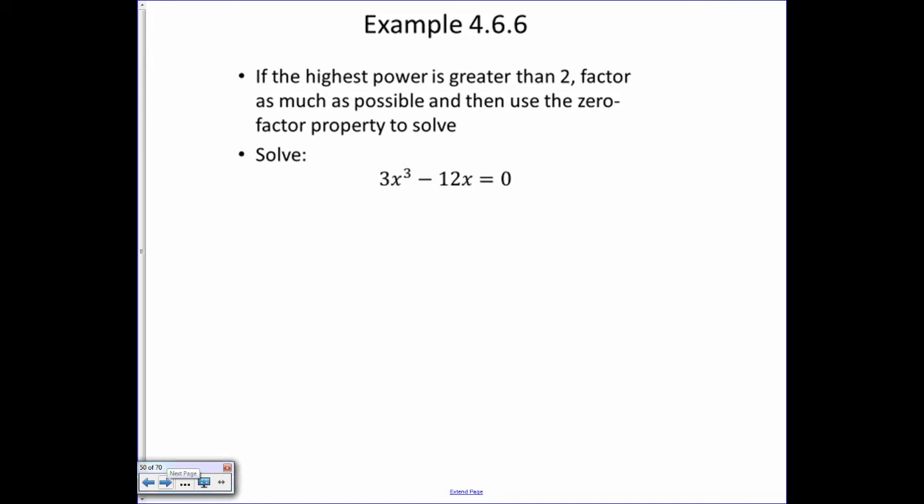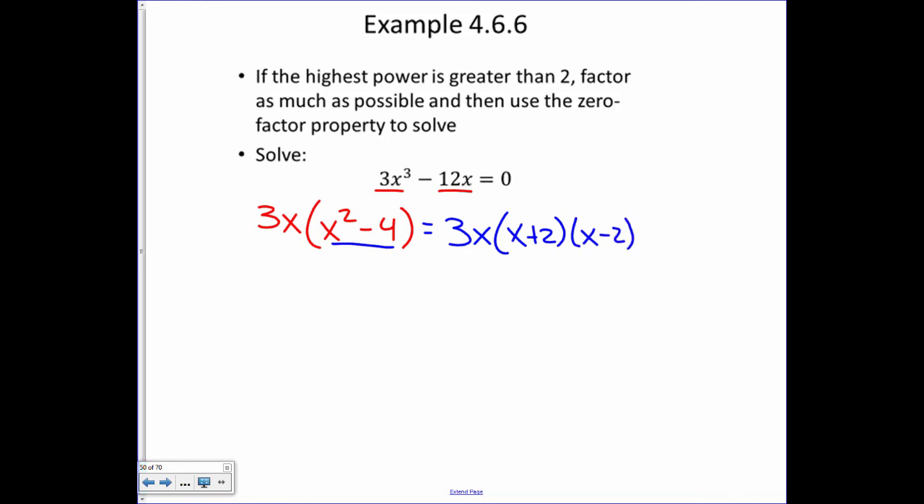So if the highest power is greater than 2, factor as much as possible and then use that zero factor property to solve. So here we've got 3x cubed minus 12x. Well, they have a greatest common factor, and the greatest common factor is 3x. And what we're left with is x squared minus 4. And notice that x squared minus 4 is a difference of squares. And so we can rewrite this as 3x times x plus 2 and x minus 2. And all of that's equal to 0.